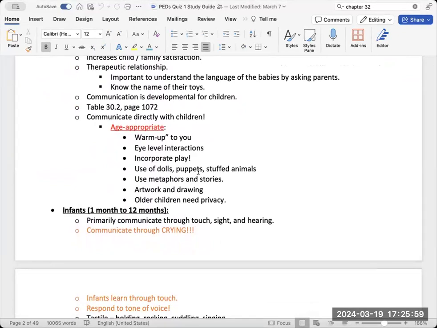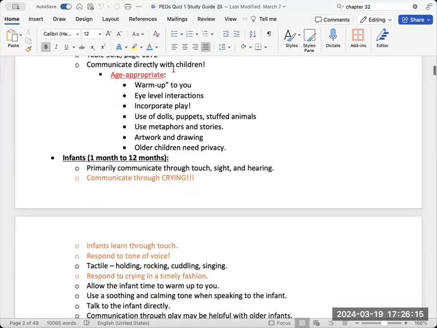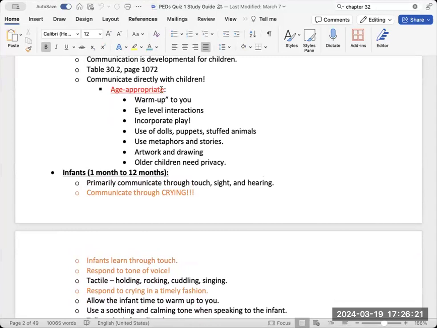Knowing the name of their toys. If they have a comfort toy that they sleep with, they call it Baba. We should know that, so that we can promote comfort for the patient. We also want to communicate directly with the child, and we want to talk to them in a way that's appropriate for their developmental age. So, things that are age appropriate would be warm up, right?